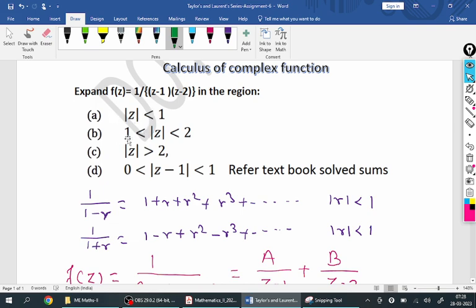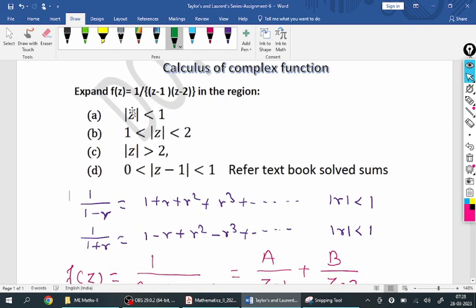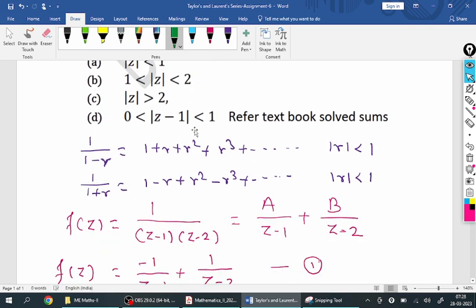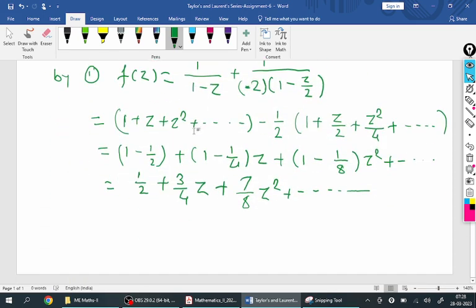So that is about the first bit of the question where we expanded our series for mod z less than 1. Now we have to expand it for the region between 1 and 2. It is actually the annulus. The first region is the circular region inside the circle of radius 1. The second one is the region between the two circles of radius 1 and radius 2. This is the annulus. Okay, so for this we have to find out the Taylor or the Laurent series.